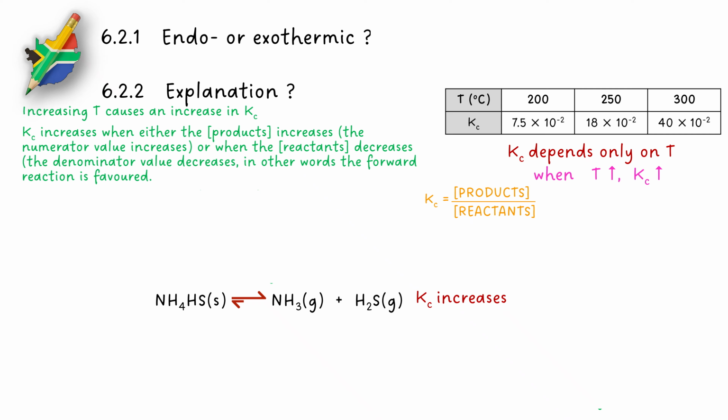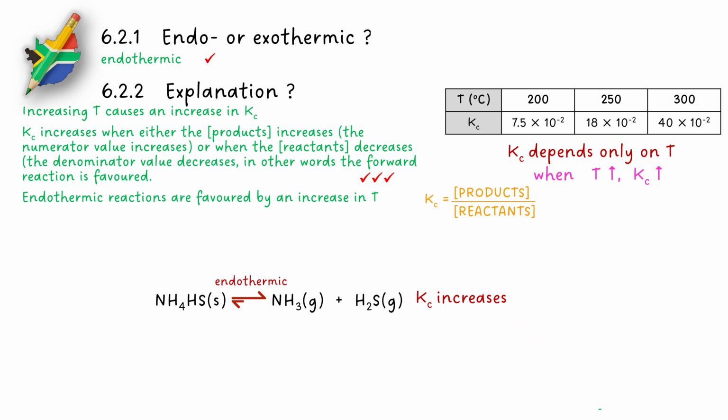Since the Kc values get larger with increasing temperature, and since endothermic reactions are favored by an increase in temperature, this tells us that the forward reaction is endothermic. We must note, however, that for the given reaction, the reactant is a solid and so is not included in the equilibrium constant expression. Only the products are included since they are gases.